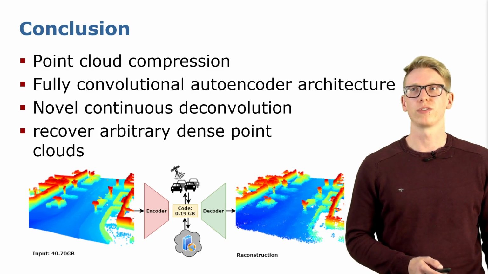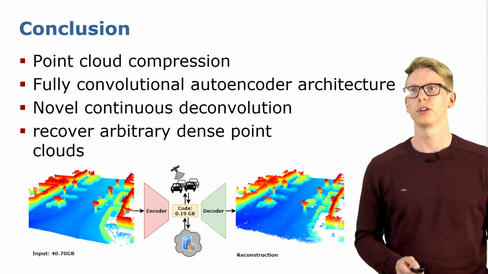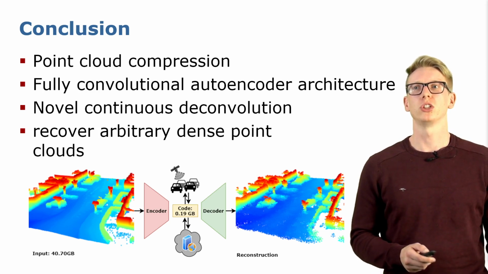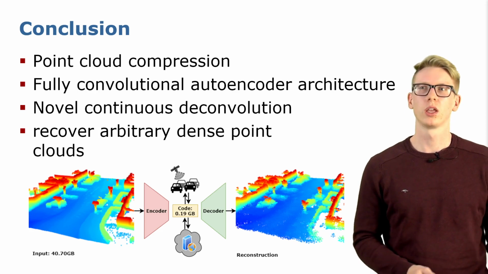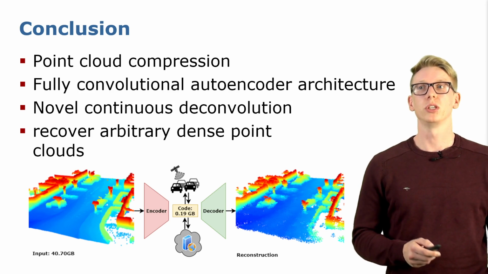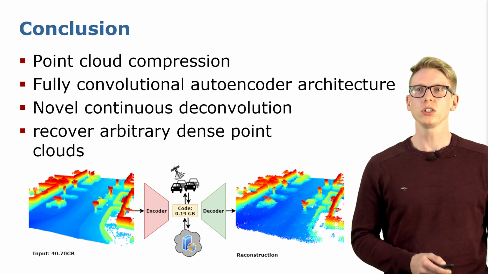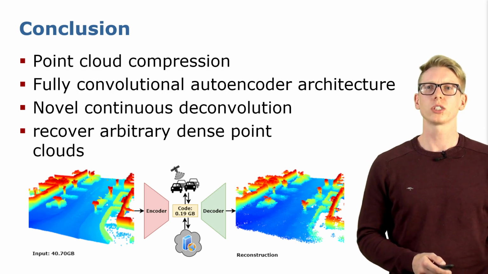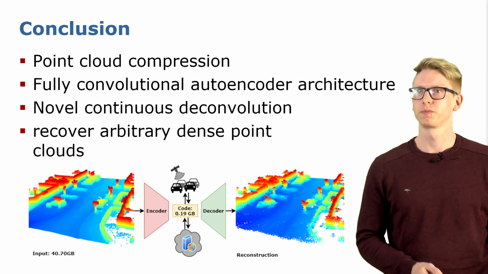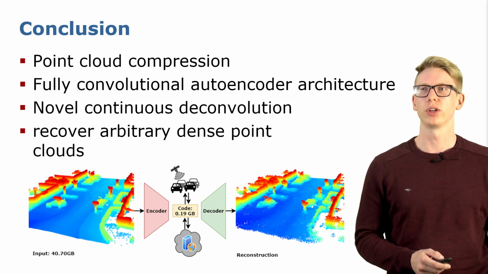Let's recap what we have heard. We proposed a deep learning-based point cloud compression method. We use a fully convolutional autoencoder architecture, which can be trained in an end-to-end fashion. Our approach extracts a small number of feature descriptors, which can be used by the decoder to reconstruct the input. A novel continuous 3D deconvolution allows us to upsample the compact representation based on its geometric features. We are able to recover dense point clouds even when targeting very low bit rates.